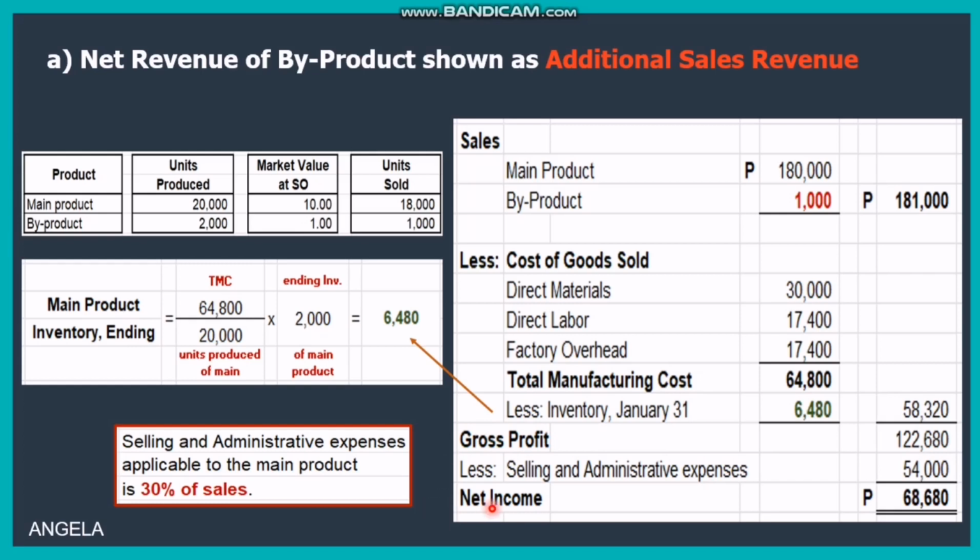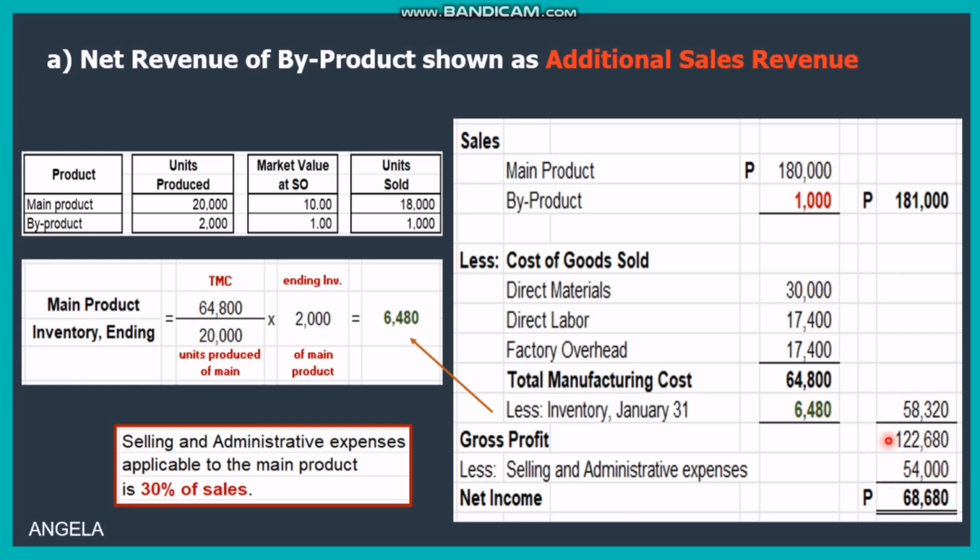Para mahanap natin yung net income, gross profit less selling and administrative expenses. Paano po ito nakuha? Again, balikan natin yung given sa problem. Selling and administrative expenses applicable to the main product is 30% of sales. So, yung sales ng main product na 180,000 pesos, ita-times natin sa 30% para makapag-arrive tayo sa selling and administrative expenses na 54,000 pesos.